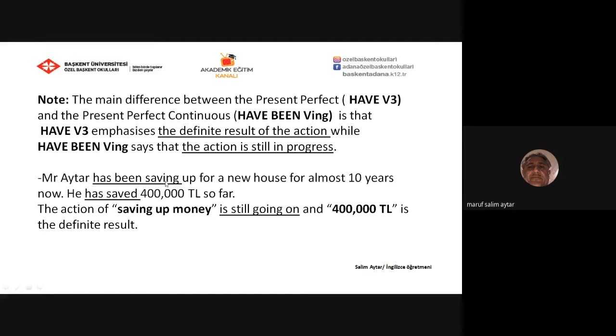Mr. Aitar has been saving up for a new house for almost 10 years now. He has saved 400,000 Turkish lira so far. The action of saving up money is not completed yet. It is still going on. And 400,000 Turkish lira is the definite result.